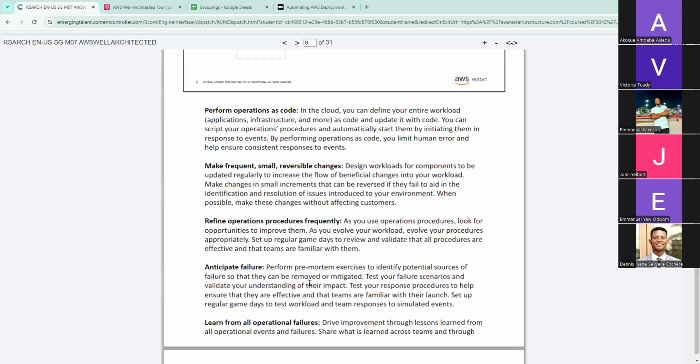All right, thank you, Ima. So yeah, make frequent small reversible changes so it's easier to roll back. Okay, so it's easier to go back.